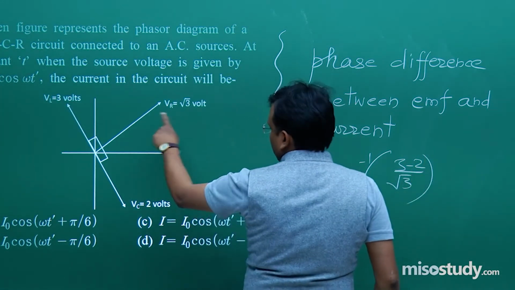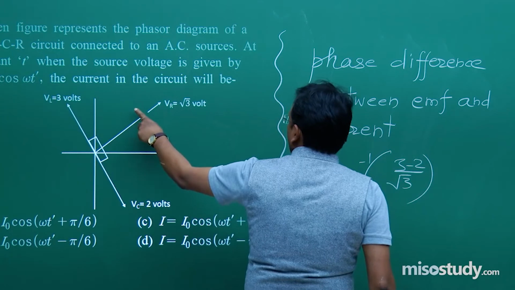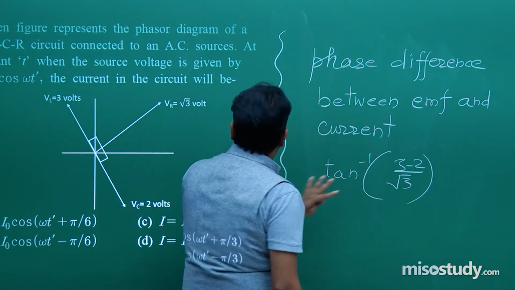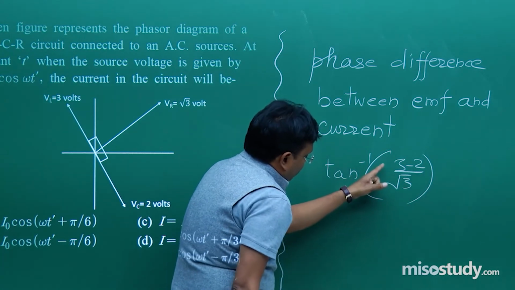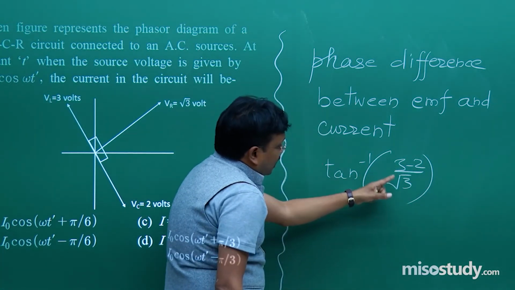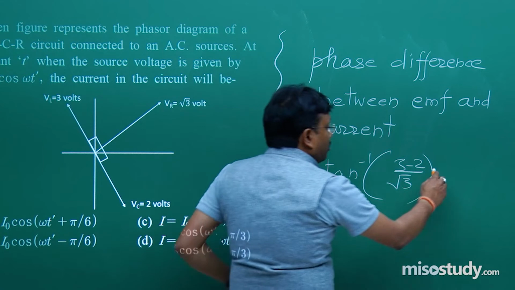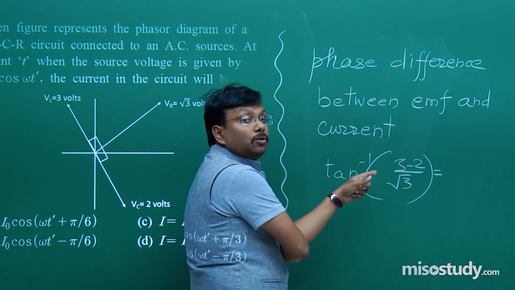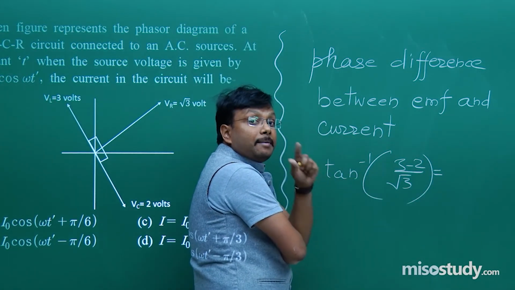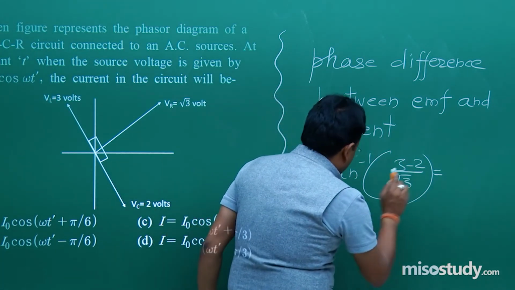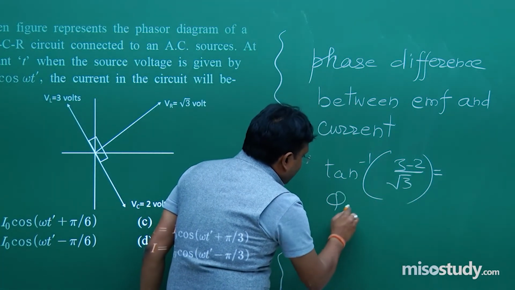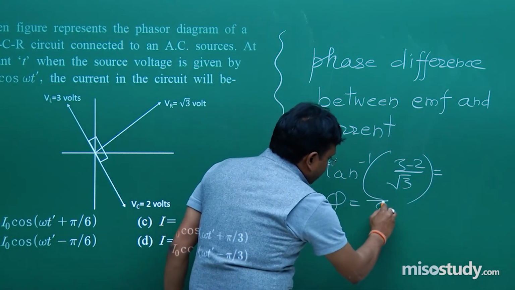Phase difference between EMF and current is tan inverse of (3 minus 2) upon root 3. Values are given here, every value is given. I am not doing anything great, I am simply putting the values from this diagram into the formula. So tan inverse of (3 minus 2) by root 3, and it will give you 1 by root 3. Directly I can say phi is equal to pi by 6.